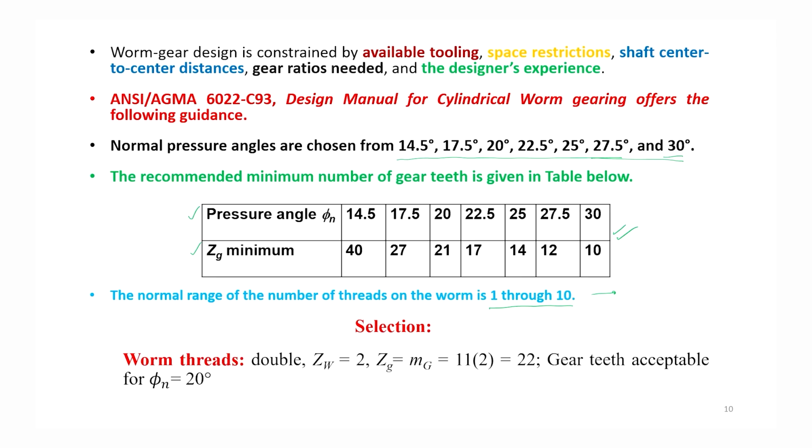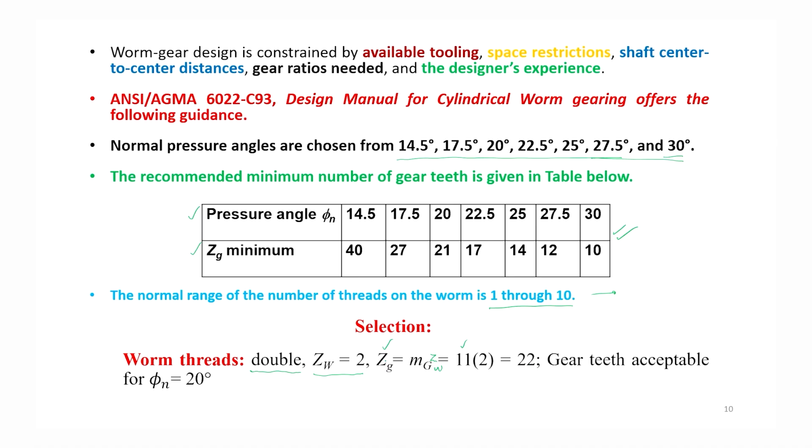Now, let us do the selection process. As we go for multiple threads, let us select the double thread, or double start, on the worm, and so ZW is taken as 2. The velocity ratio is given as 11, and so the number of teeth on the gear is mg multiplied by the number of teeth on the worm, that means ZW, and it is equal to 11 multiplied by 2, so 22.